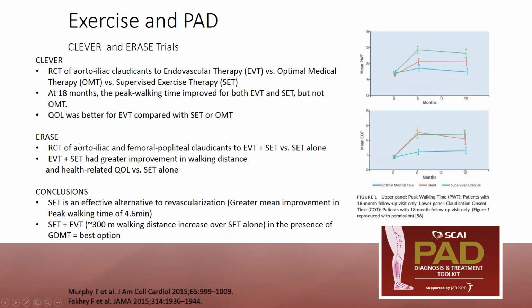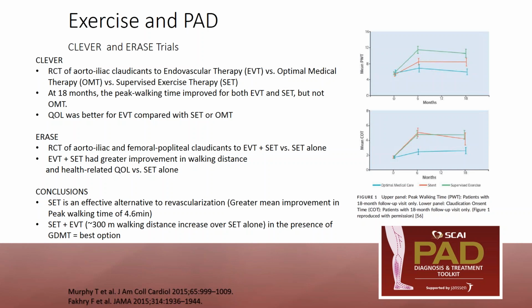ERASE is the next step after CLEVER, which was looking at both endovascular therapy and supervised exercise therapy versus exercise alone. This was an RCT including both aortoiliac and femoral popliteal claudicants. What we see here is that if you do both, you revascularize the target vessels, aortoiliac or femoral popliteal, and you get them to exercise, they have the greatest improvement in walking distance and health-related quality of life. And that's better than supervised exercise therapy alone.